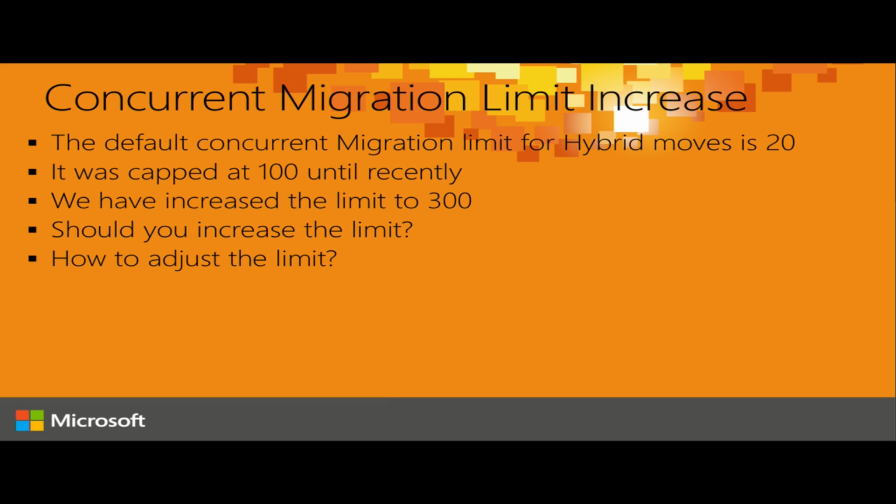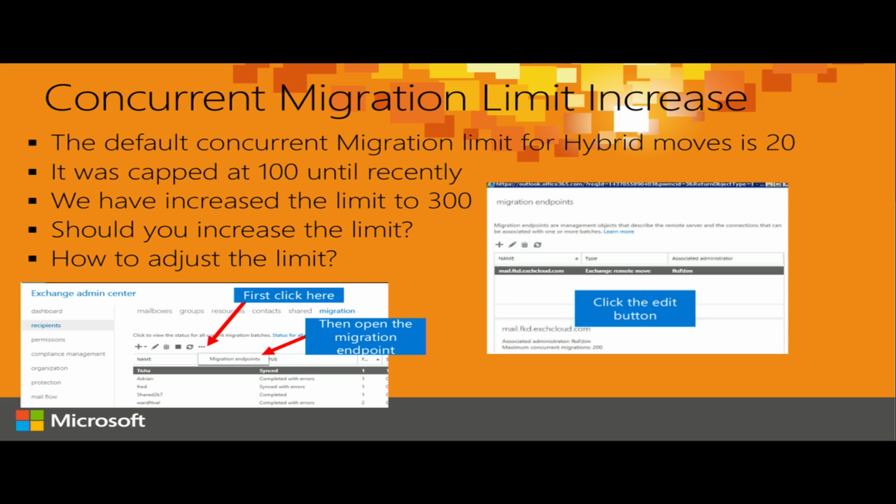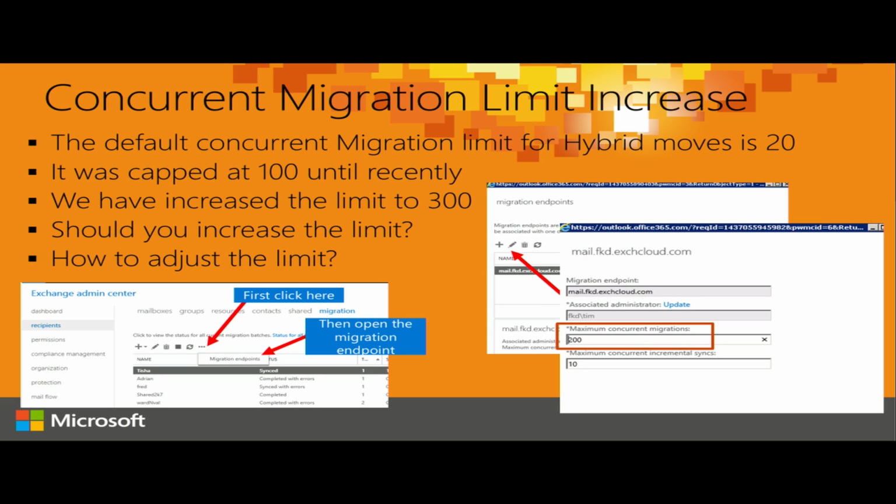Cool. All right. So how do you change it? So you go to the Exchange Admin Center. Under recipients, there's the migration endpoint. So this is per endpoint. And you click on edit. That's kind of hidden as well. So you have to make sure that you click on those three dots there. Click on edit, and that's the one there, maximum concurrent migrations.